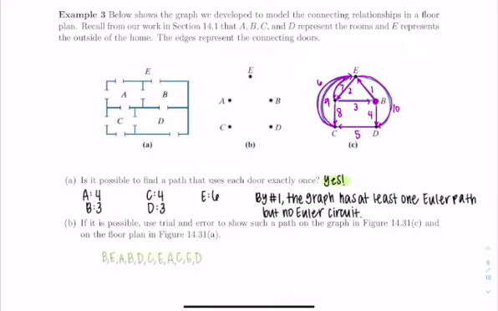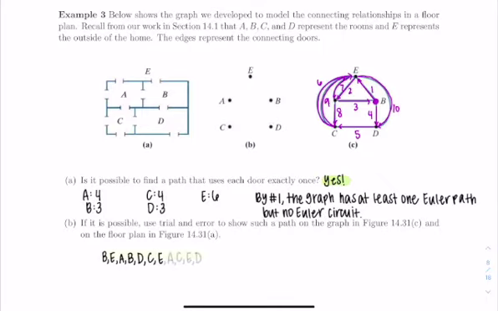And so writing this out the long way with the letters, I started with B. I went outside to E. From E, I went to A. From A, I went to B. From B, I went to D. From D, I went to C.